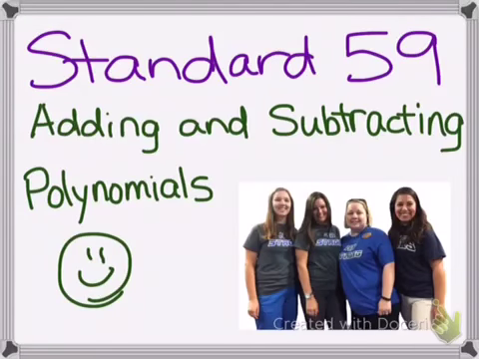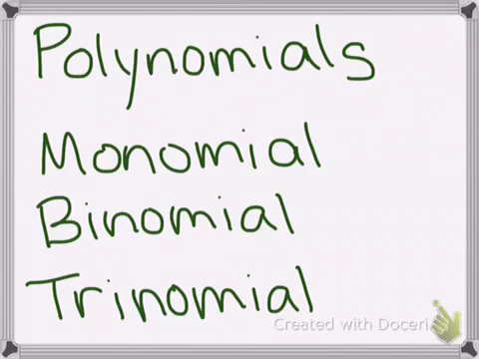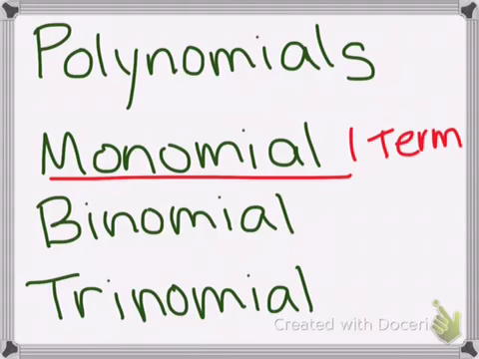Standard 59 is adding and subtracting polynomials. We just finished studying about exponents, and all of the rules were about monomials. Monomials mean one term. Today we are going to talk about other polynomials.